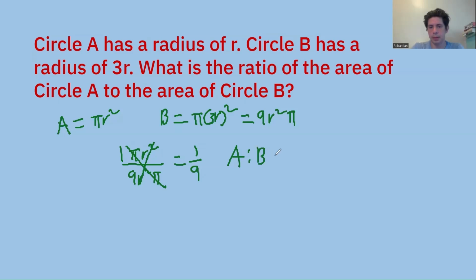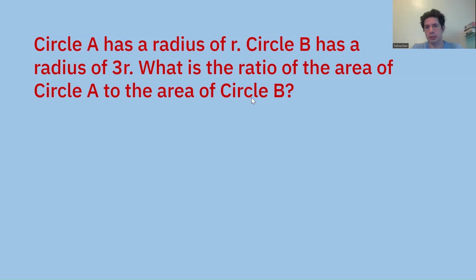equals 1 to 9. And in general, to go from a ratio of lengths to a ratio of areas, you square the ratio of lengths. The ratio of lengths was 1 to 3, and then you square both parts to get 1 to 9. And that will work with any shape.